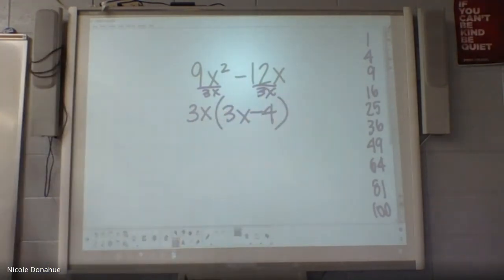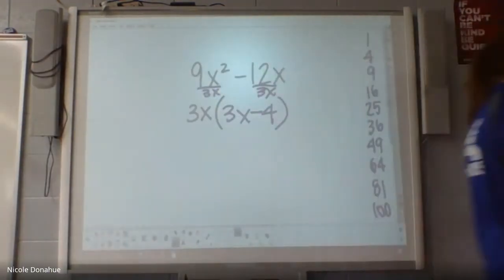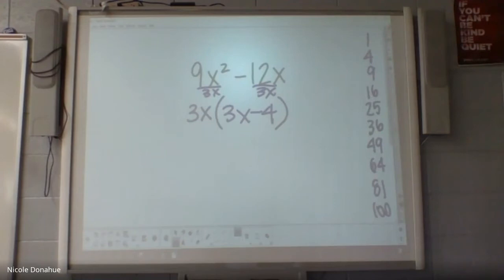Question? Are those squares above 100? Yeah, but I won't give you many that are much bigger. 121, 144, I mean, there's infinite perfect squares. To infinity and beyond.